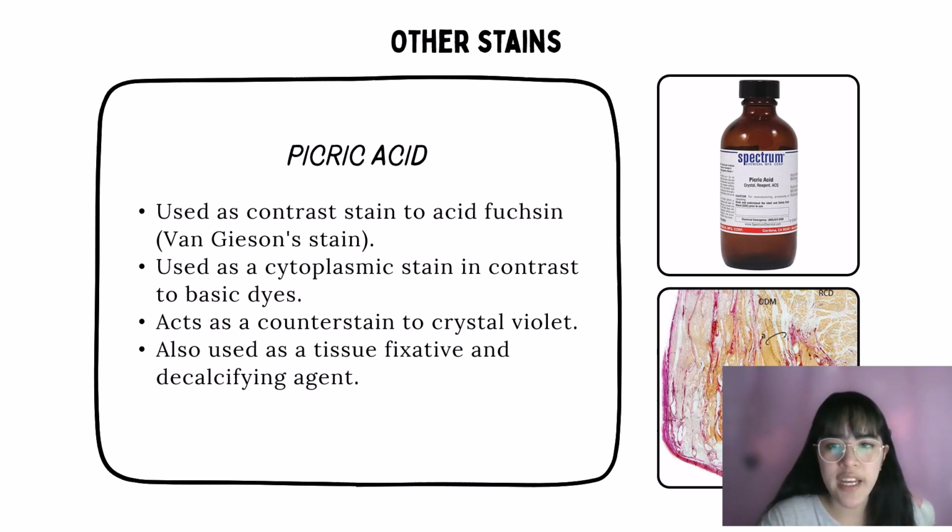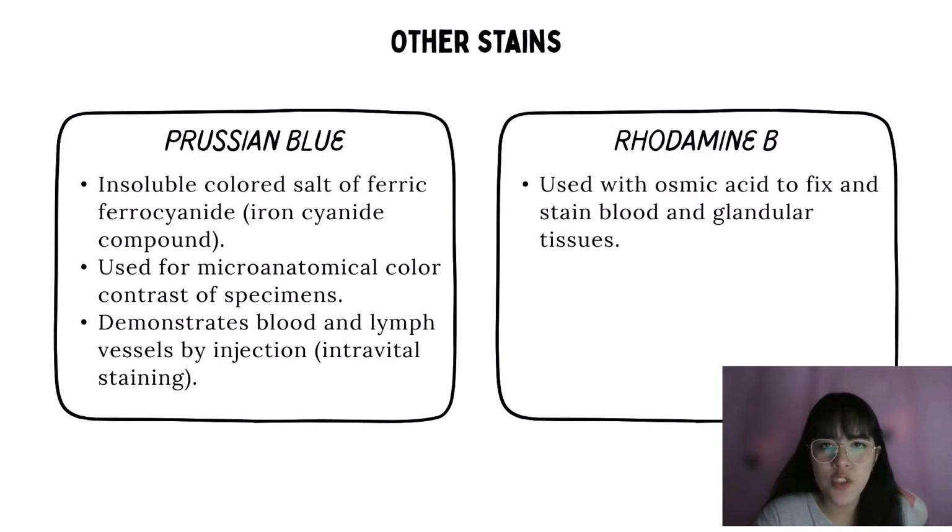Next, we have picric acid. It is employed as a contrast stain to acid fuchsin for the demonstration of connective tissue, or Van Gieson stain, as a cytoplasmic stain in contrast to basic dyes, as a counterstain to crystal violet, as a tissue fixative, and as a decalcifying agent. Then we have Prussian blue.